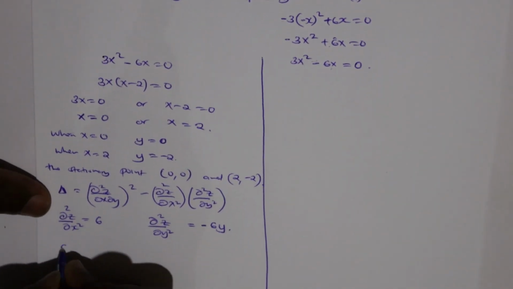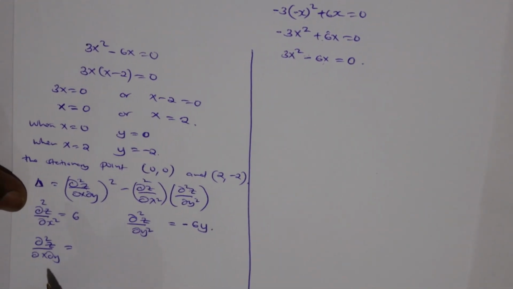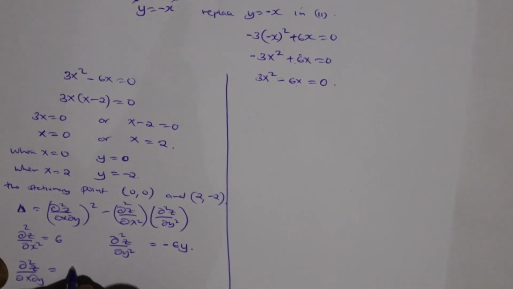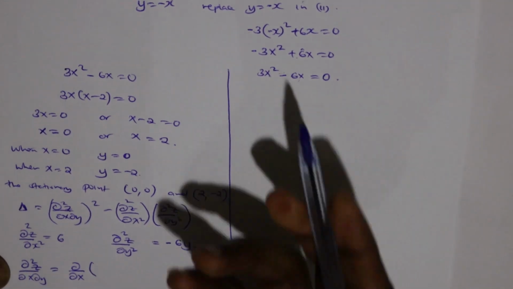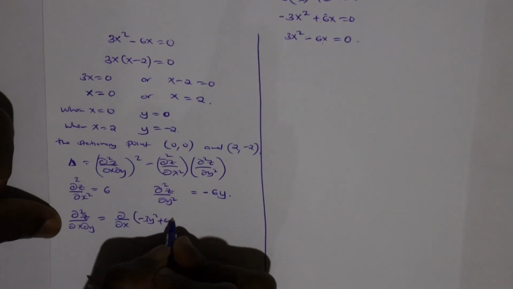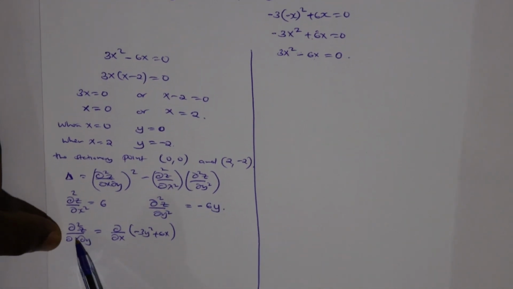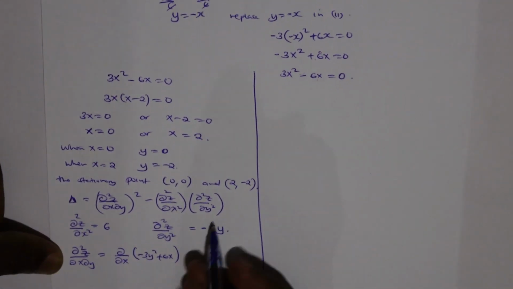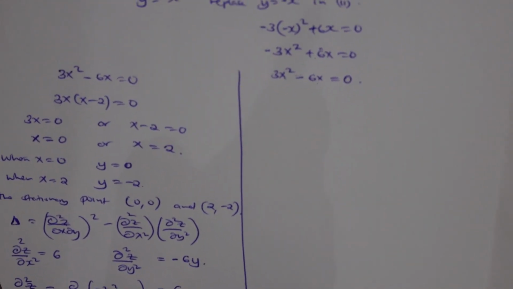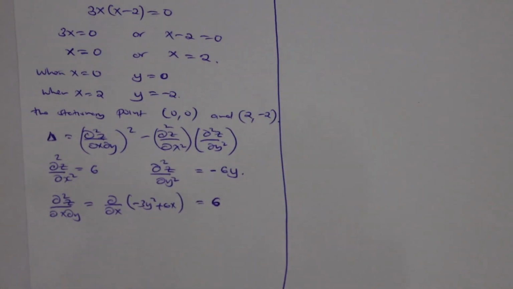Then the last one, we have d squared z dx dy. So we are saying you take the function that you differentiated with y, then differentiate with respect to x. This is d dx of the function of y initially, which was negative 3y squared plus 6x. With respect to x, there's no x in the first term, so you get 6. All right.